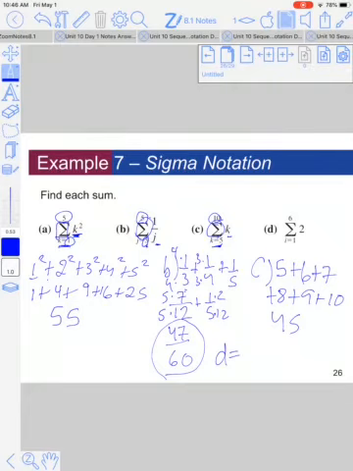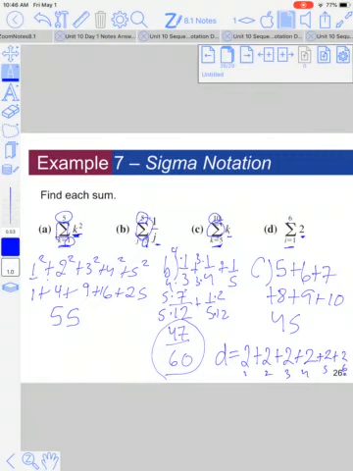Okay, so D says we're going to start with i equaling 1, going up to 6, and the answer is 2. So we have 2 plus 2 plus 2. It doesn't matter what you plug in. Since it's just a constant of 2, you're always going to have 2. So this is the first term, second, third, fourth, fifth, and sixth.